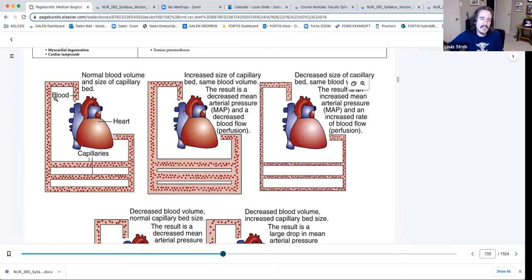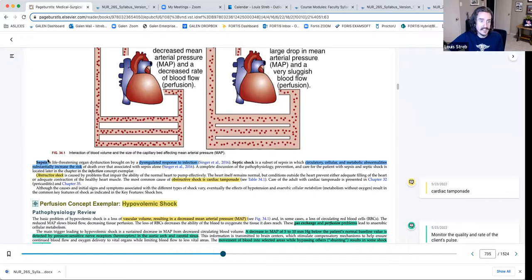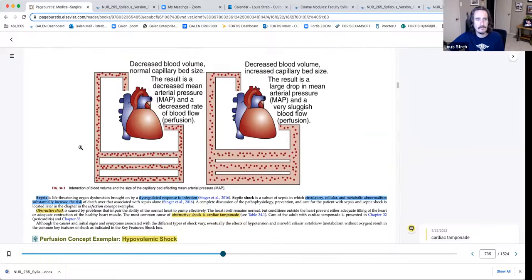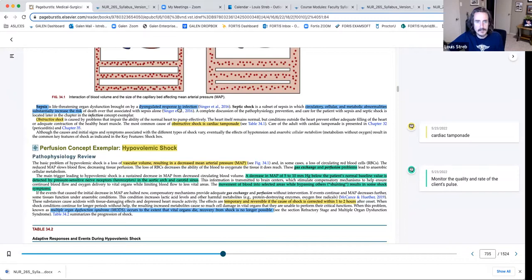All right. The last, sepsis, is also part of your distributive shock, right? Anaphylaxis and sepsis fall underneath distributive shock. Sepsis, we're going to get down there in a little while, but what does it cause? A dysregulated response by infection. So what does that tell you? There has to be some kind of infection present for us to think about sepsis. Y'all get that in class, right? They talk about that sepsis protocol. What do they always say? What's the first thing they have in the sepsis protocol?